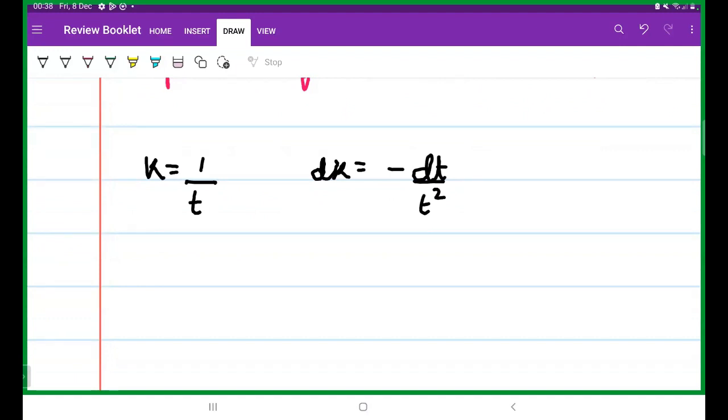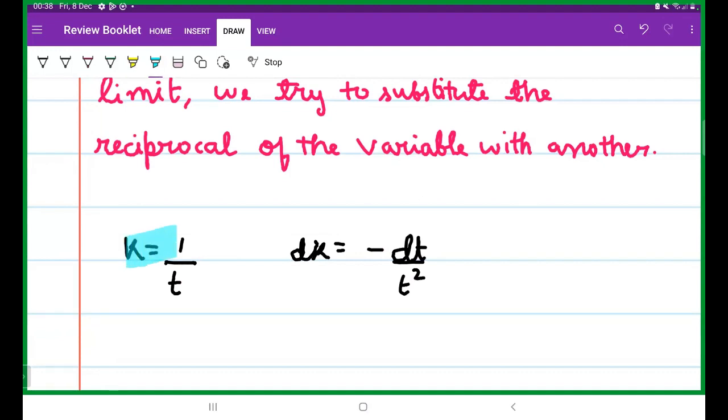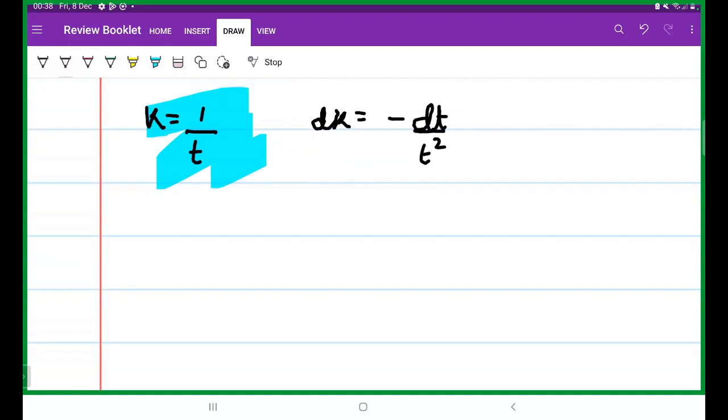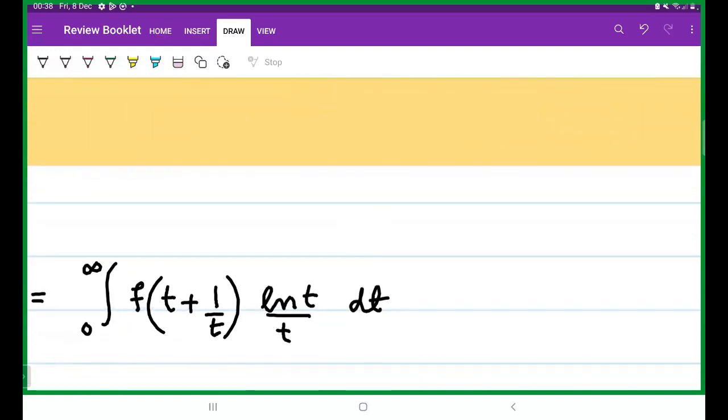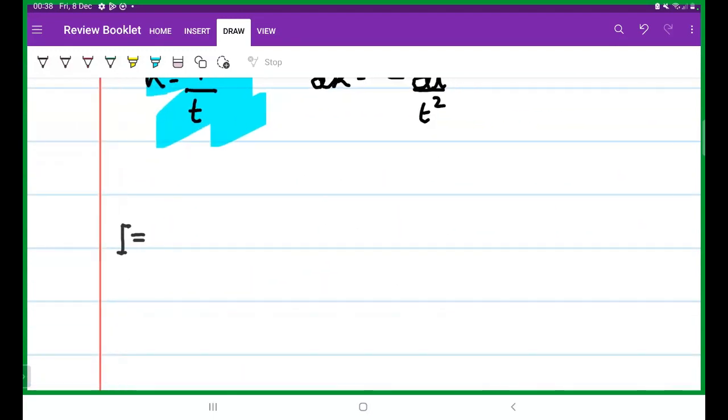Okay, so before we do that, let's make some modifications in the integral. Why? Because we need to accommodate this 1 by t somewhere, right? So I'm going to make one very small change in this integral. We have got an ln t here, right? What we will do is we will replace this with 1 by t, and we'll put a minus sign before this. Okay, so let me copy this entire thing.